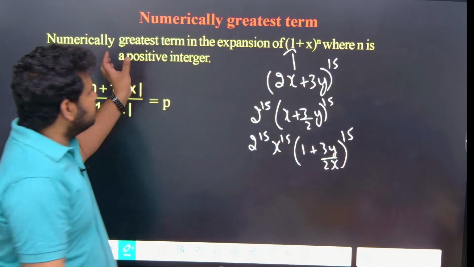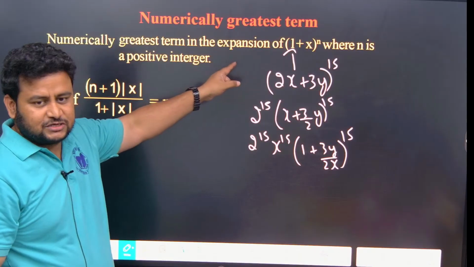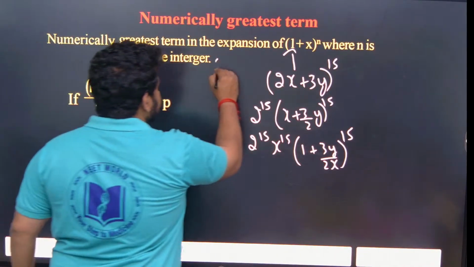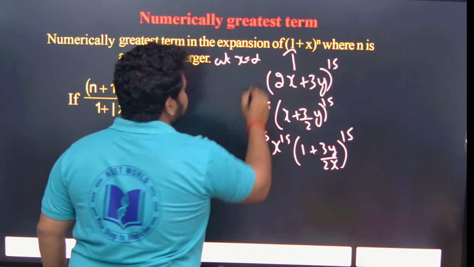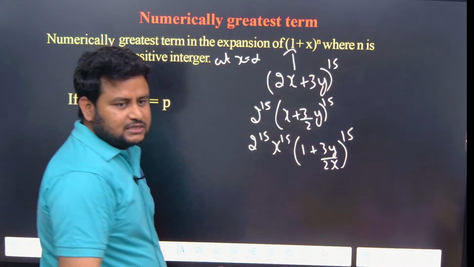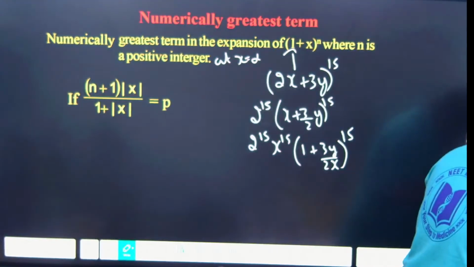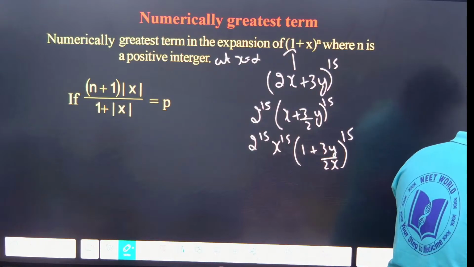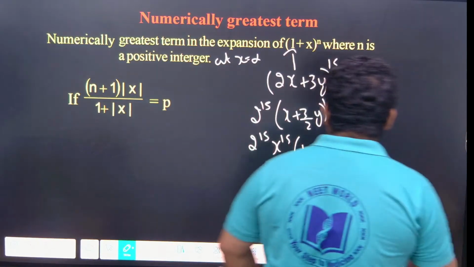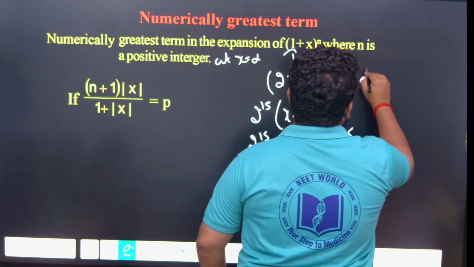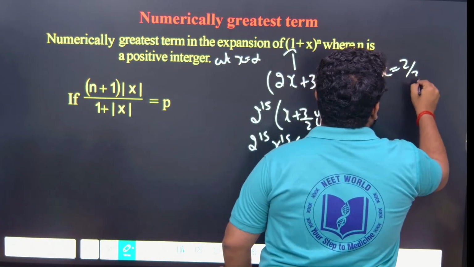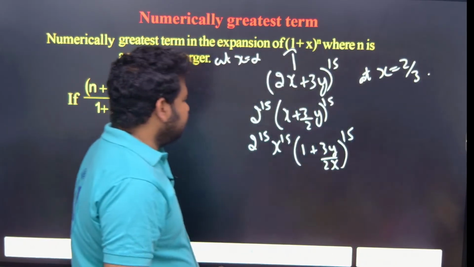So they will ask the numerically greatest term of the expansion (1 plus x) to the power of n at some value, at x is equal to a, something like this. For this question we will take x is equal to 2 by 3.